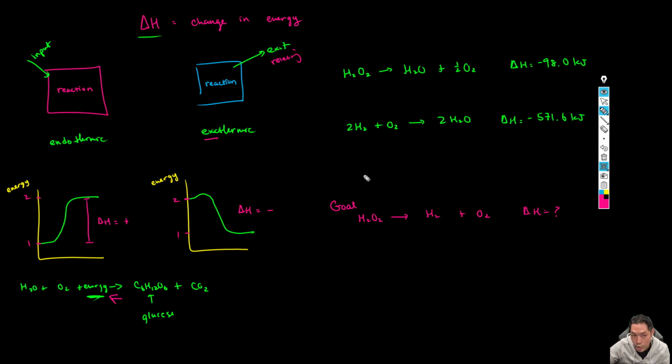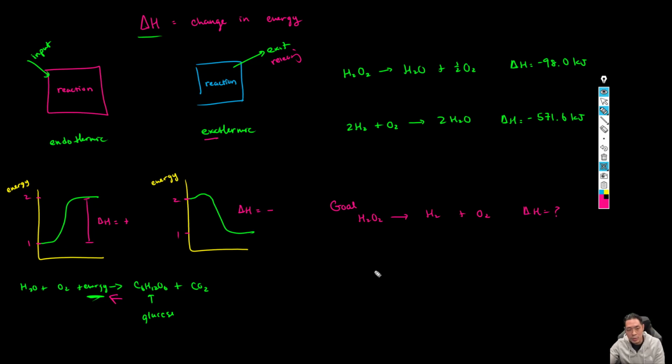Now here I have two equations to the right. I have hydrogen peroxide, which is going to break down into water and oxygen, and then I also have two hydrogens and oxygen, and they're going to form water, and this happens very easily. When you look at both of these, they are both negative delta H's, which means that it's going to be an exothermic reaction.